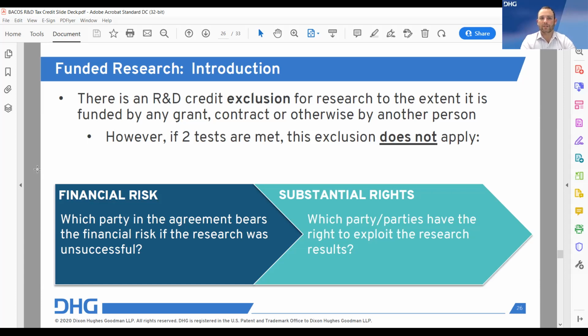So again, the theme here is if you can establish that you are financially at risk and you retain rights to work being done under a contract with a customer, then that funded research exclusion does not apply, and you're able to consider those activities qualified for this tax credit.